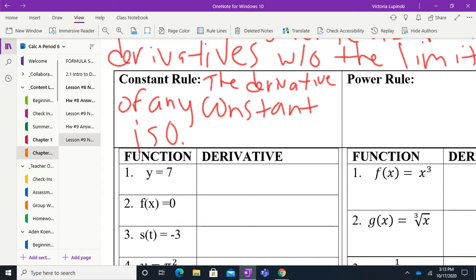And you saw examples like this in the last homework where you went to take the limit definition of 7 and it turned out that the answer was just 0. So the reason why is because the derivative of any constant is 0. Here is what that would look like in terms of a formula. So in terms of a formula, we would say that d/dx, and that means the derivative in terms of x, of any constant c would be equal to 0. So again, that is the constant rule.